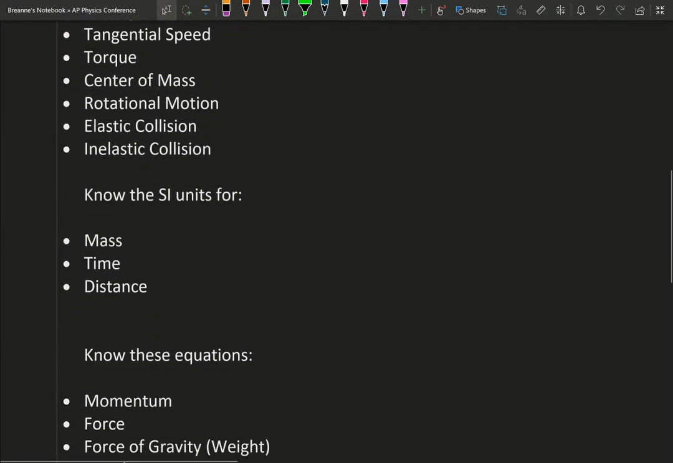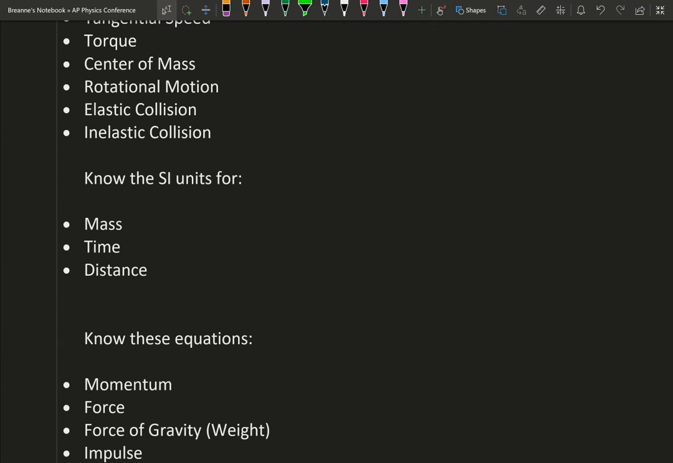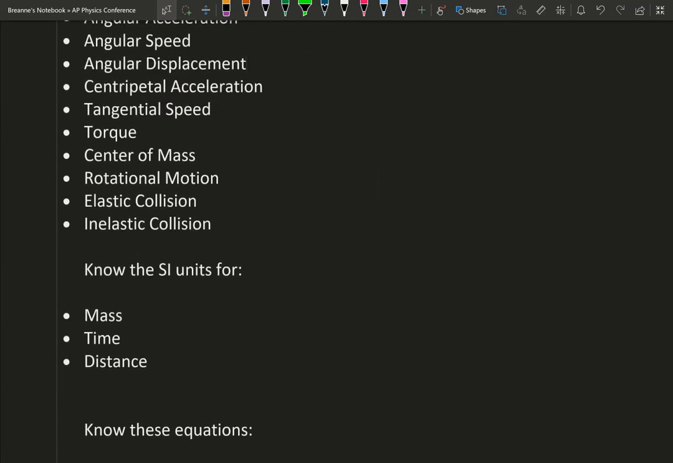There we go. I know we still have a few to go over. So let's continue on, shall we? So those are your vocabulary words. I think there's a few more on the list, but we will touch on those when we get there.